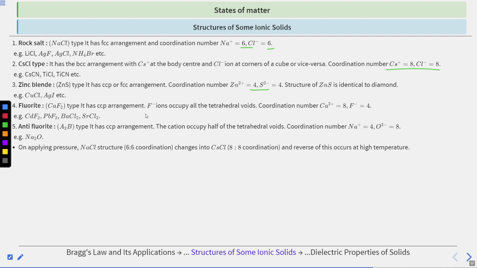Fluorite: it has CCP arrangement. F negative ions occupy tetrahedral voids. Coordination number is 8 for cation and 4 for anion. Antifluorite has CCP arrangement. Cations occupy half of the tetrahedral voids. Coordination number is 4 for cation and 8 for anion. On applying pressure, NaCl structure, which is 6:6 coordination, changes to CsCl, that is 8:8 coordination. And the reverse of this occurs at high temperature.